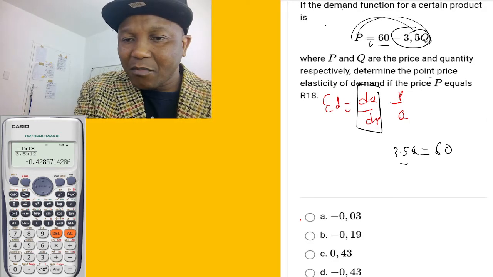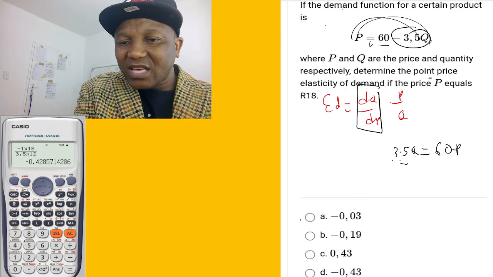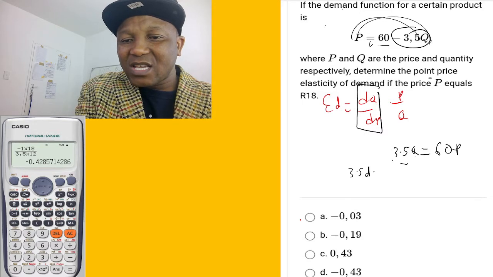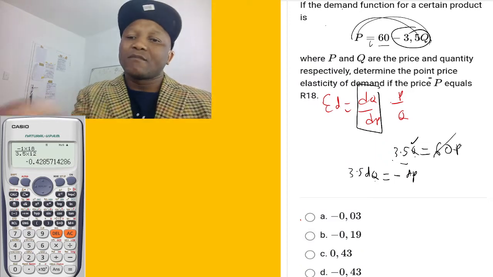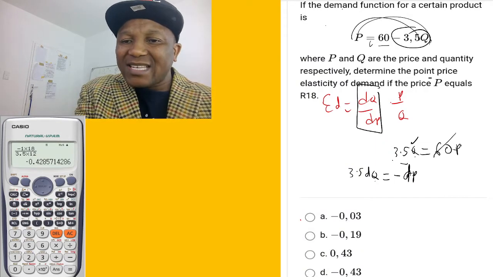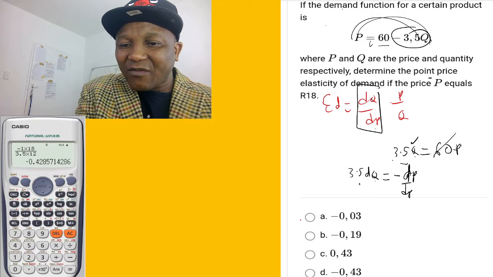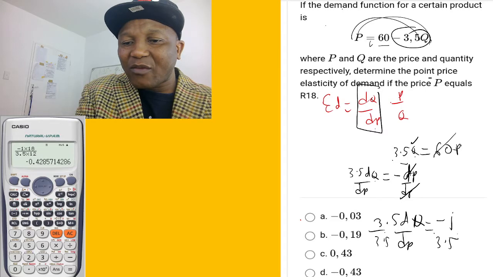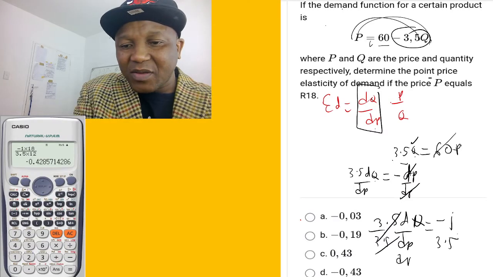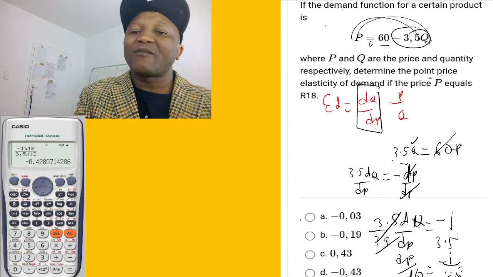So minus p. If I differentiate 3.5q, it gives me 3.5dq. When you differentiate 60, you get 0, and minus, when you differentiate p, you get dp. So it's minus dp. We want dq over dp, means divide by dp. This and this cancel. So 3.5 dq over dp equals negative 1. Divided by 3.5, this and this cancel. So dp over dq equals negative 1 over 3.5.